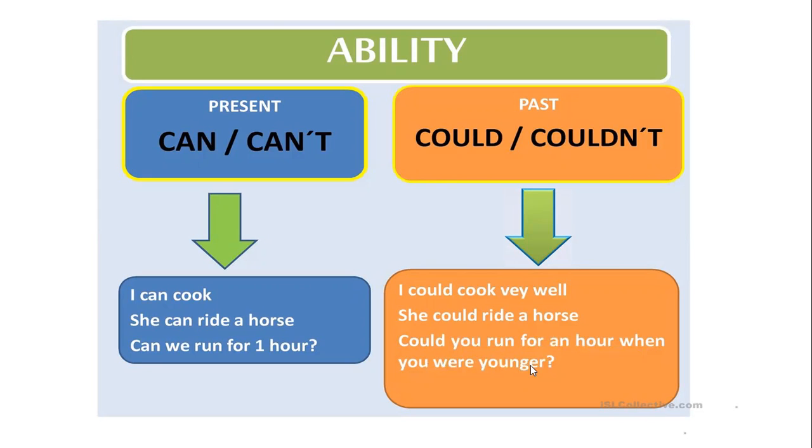Thank you, William. Saben que aquí hay un detalle. I could cook. ¿Cuál es el error? Very well. Yes, exacto. So she could ride a horse. Could you run for an hour when you were younger?